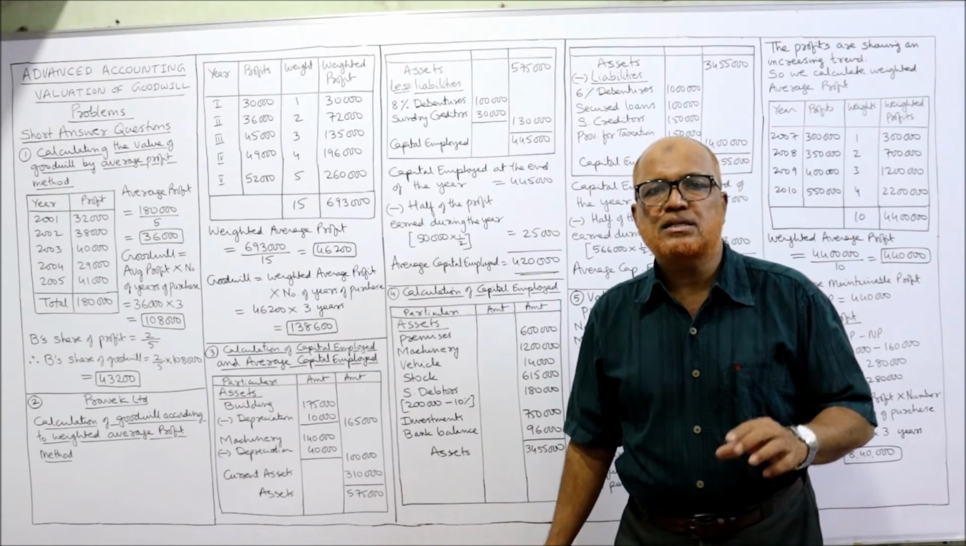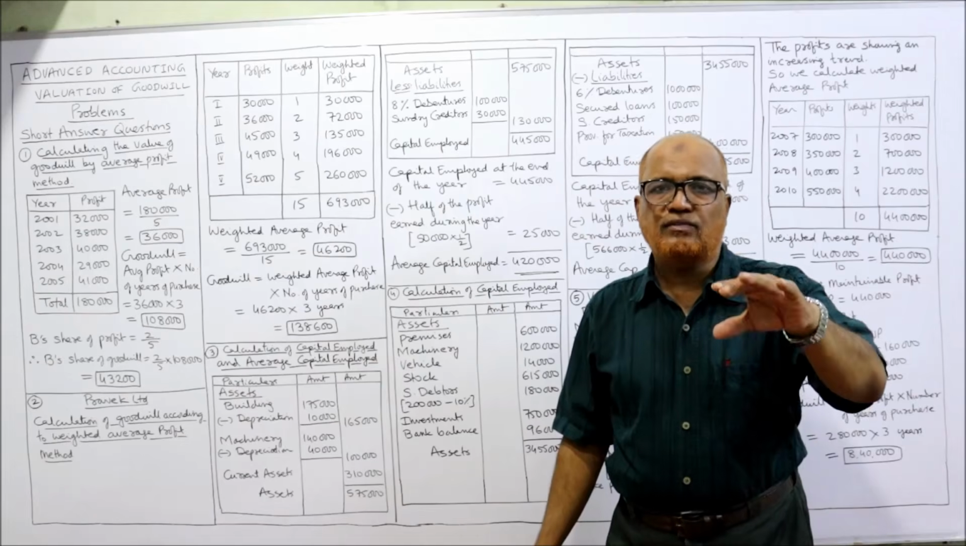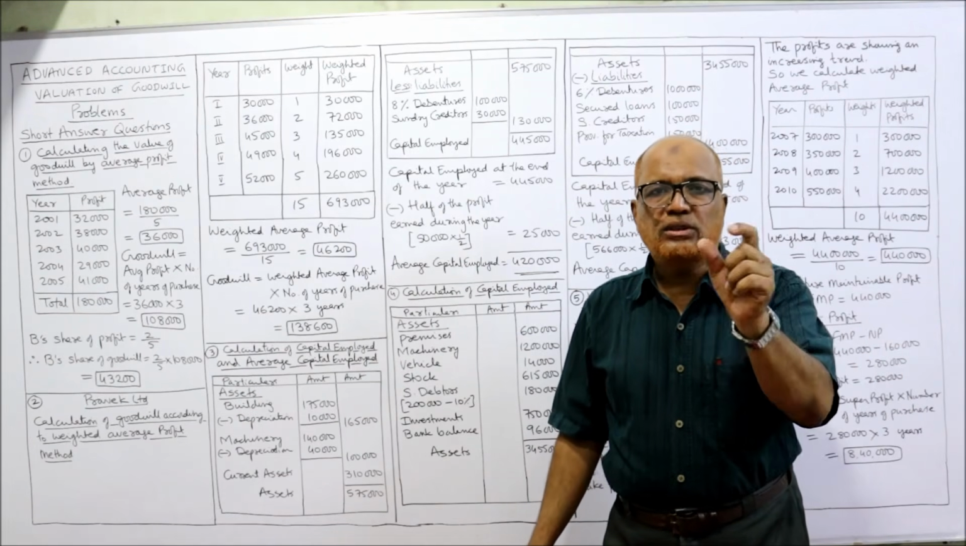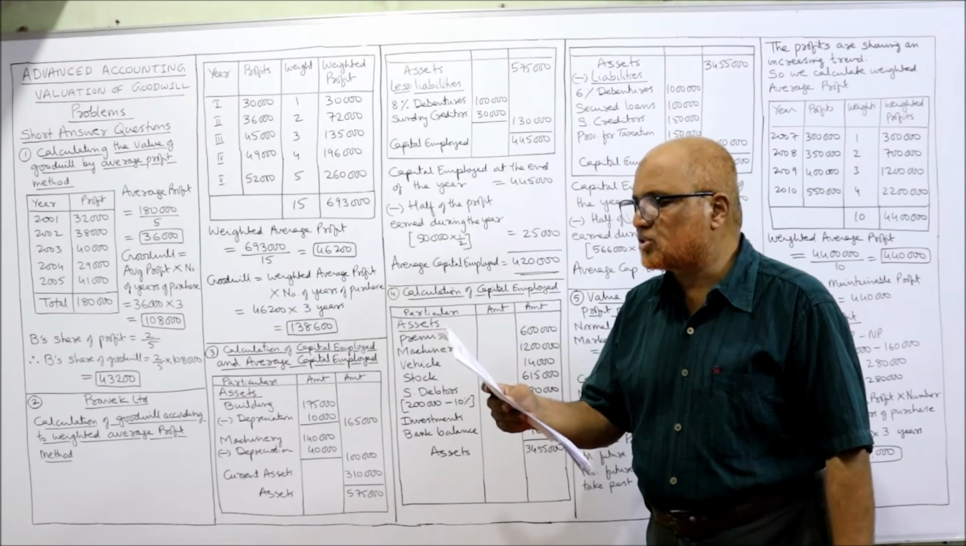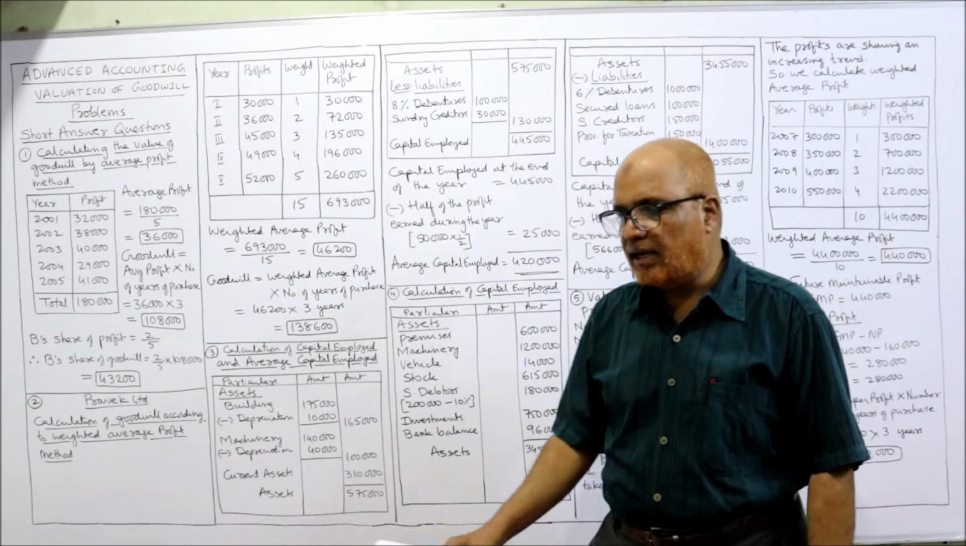So what do we have to calculate? Calculate the average profit of the past 5 years. Multiply that average profit by the number of years of purchase, which is 3. That's it. It's very easy. It's very simple.